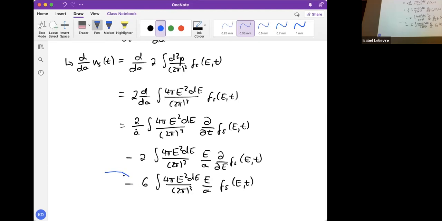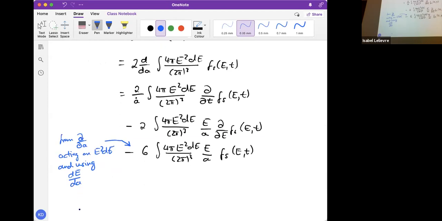So once again, to write this out explicitly, what I just said. This comes from the derivative with respect to a acting on E squared dE, and using that dE over da is just E over a. Oh, no, wait, sorry, is this right?